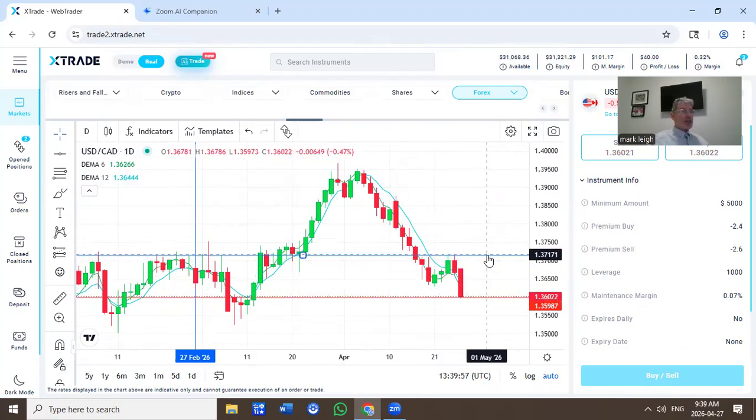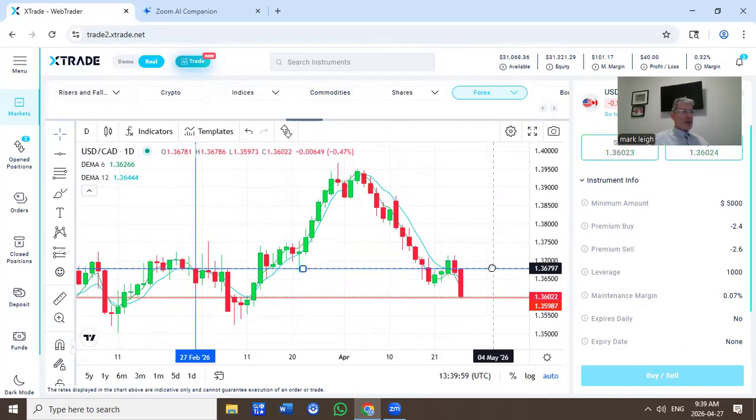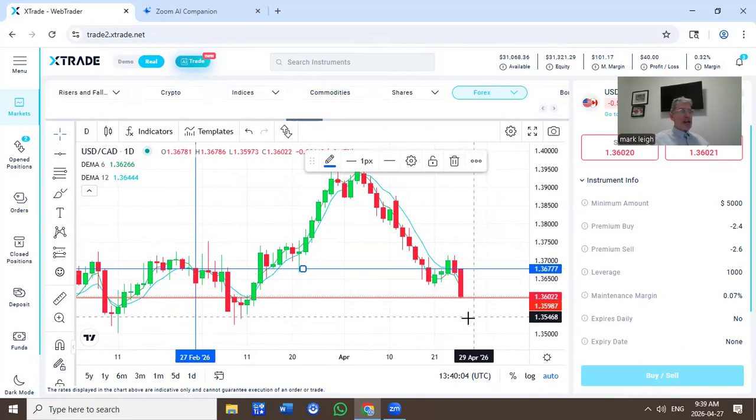I've got resistance sitting at 136.77 and support being tested right now at 136.02. 135.98 is my daily intraday support. So that is that 136 being tested right now.